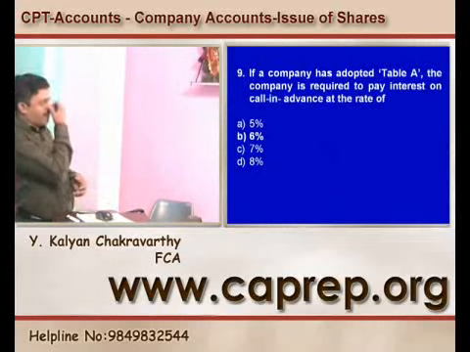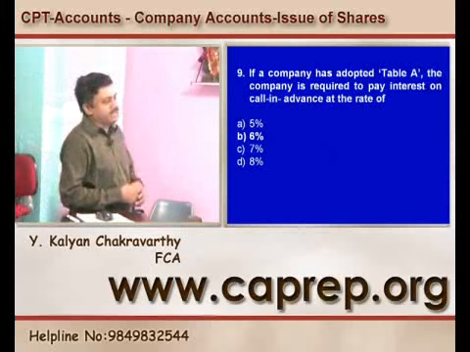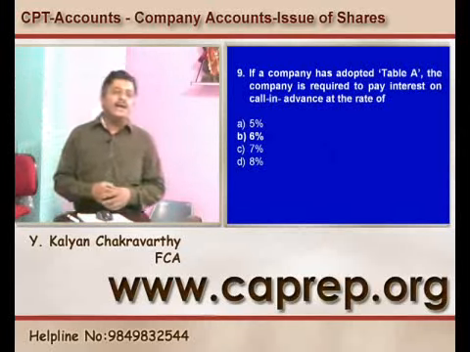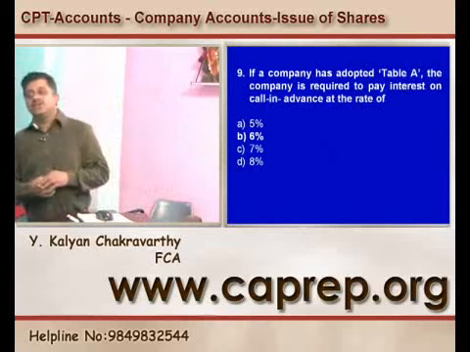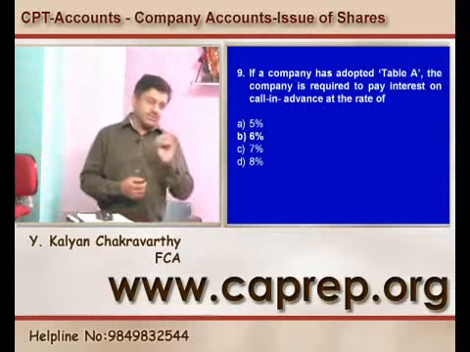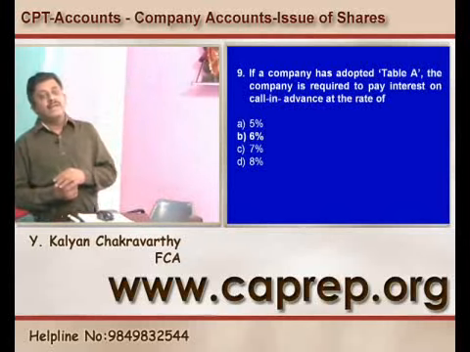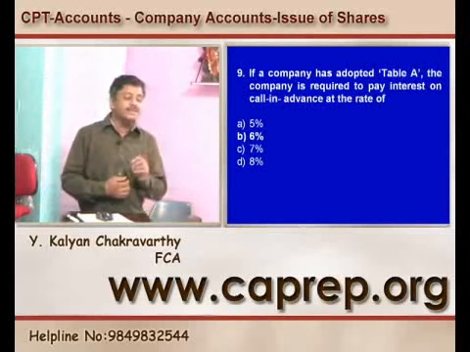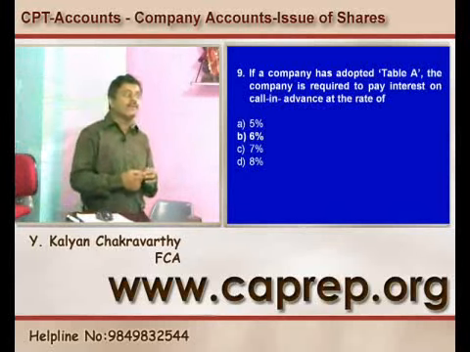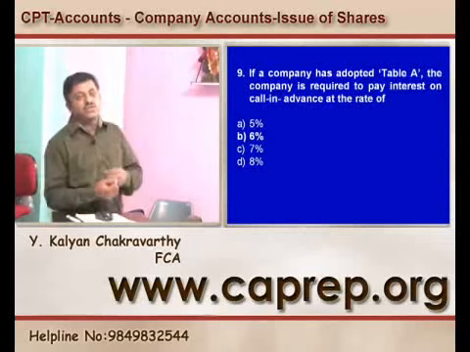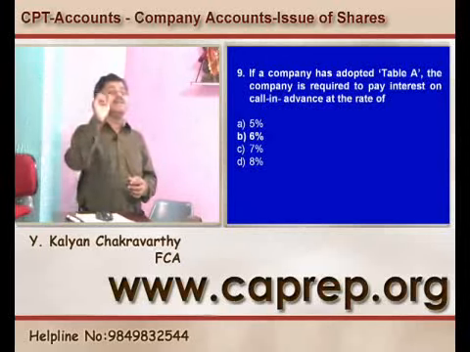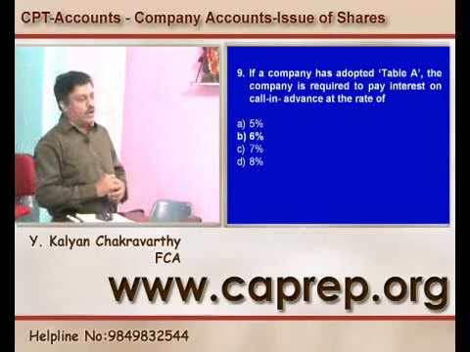Question number 9. If a company has adopted table A, what is this table A? Earlier also we discussed table A. In case the company is not going ahead with its own articles of association, then what is articles of association? Internal rules and regulations for the company. Then if a particular company does not have its own articles of association, it needs to adopt table A which is given in the company law.